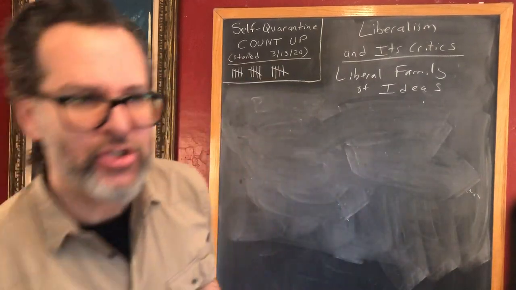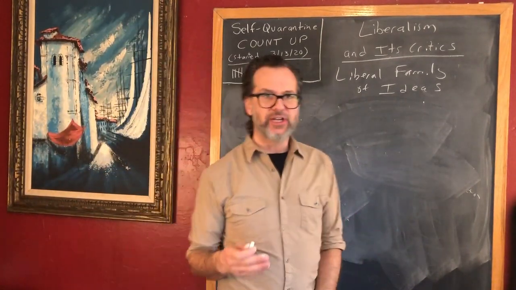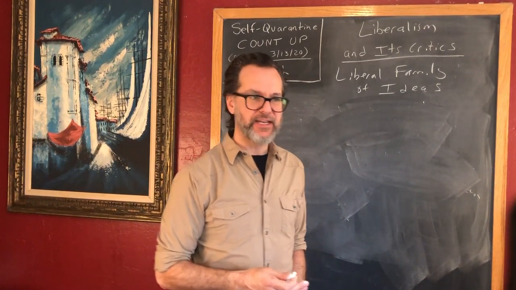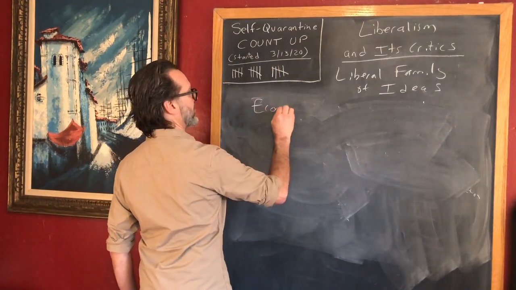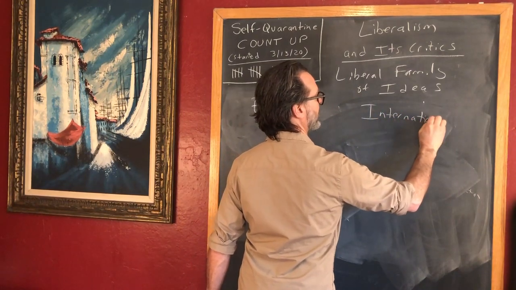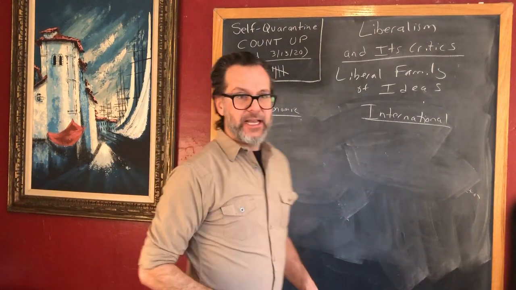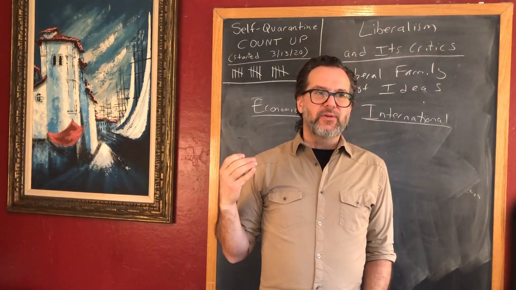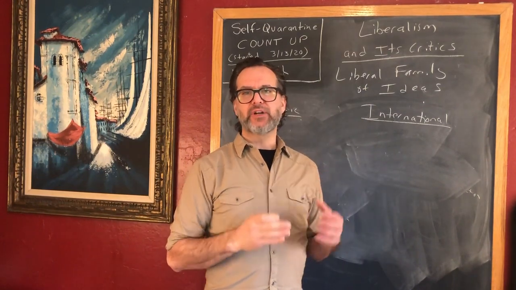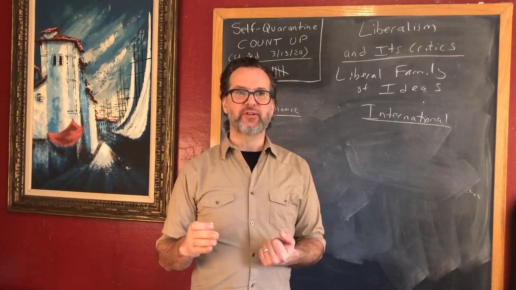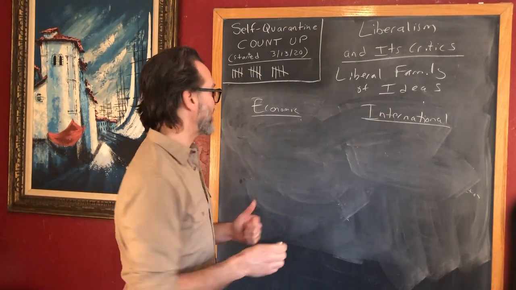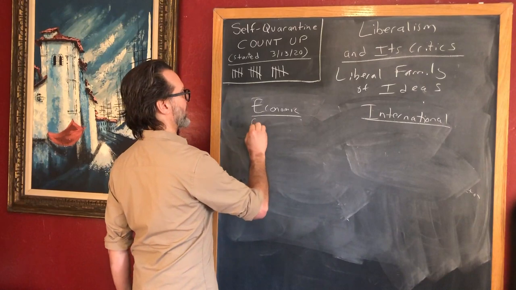There are two other big domains in which the idea of liberty manifests itself and becomes part of the liberal family of ideas, and that is the economic realm and international relations. The idea of liberty in the economic realm is a more narrow version of either the political or the social question. And in the economic realm, economic liberalism is essentially how do we make sure that people have free economic choices?